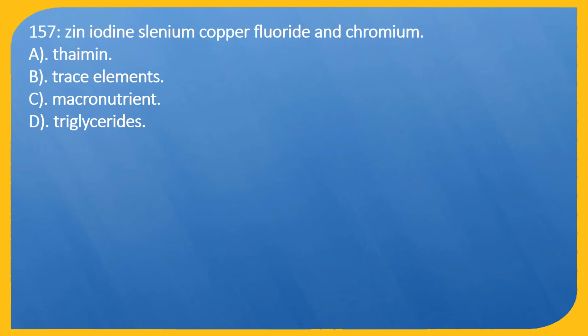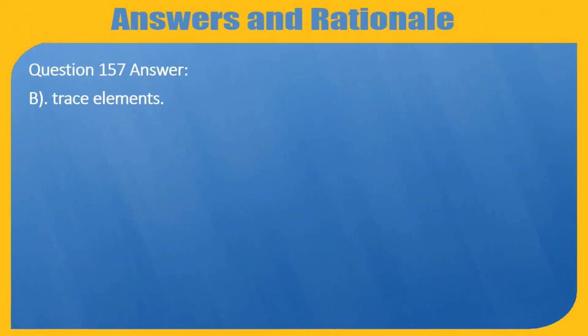Question 157. Iodine, selenium, copper, fluoride and chromium. A. Min. B. Trace elements. C. Macronutrient. D. Triglycerides. Question 157. Answer: B. Trace elements.